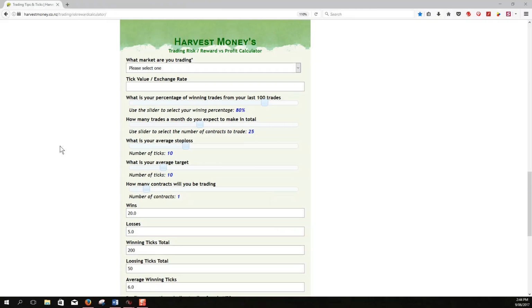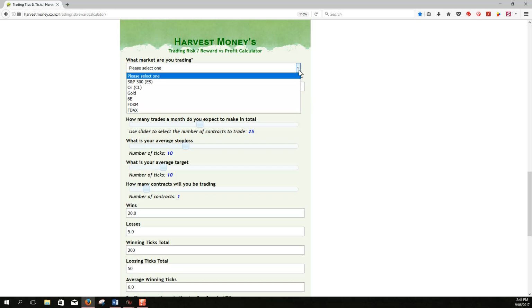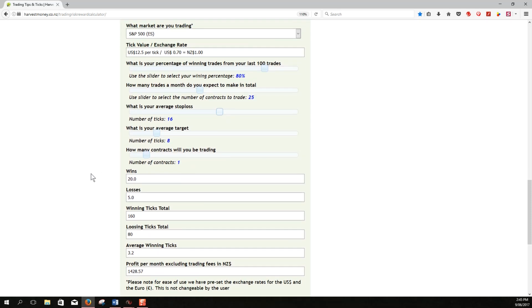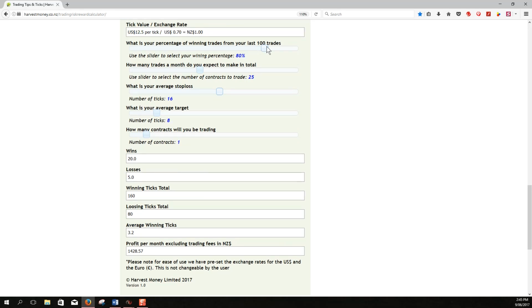So here we are on our trading risk profit reward calculator. If we just go up to the top here, we can select the market we're trading, which is the S&P 500. Now we want to come down. Remember, we had a target of 8 and we had a stop loss of 16. So if we just scroll that up a little bit so that we can see, if we bring our slider back, we need to be trading at around 67% on that trade just to be able to break even.